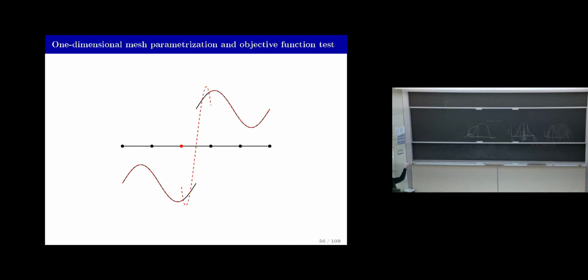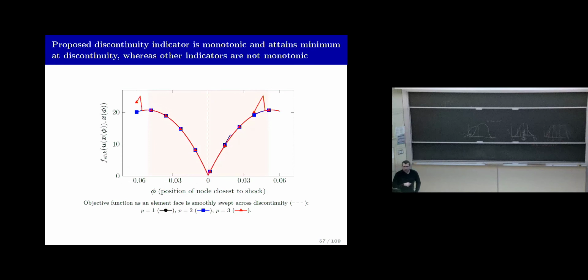I'm going to start sweeping it this way, and then I'm going to plot the objective function. So as I sweep it, you're going to eventually become perfect, and then it's going to get worse again. So I'm going to plot the objective function as a function of the position of that node. And here's what we get.